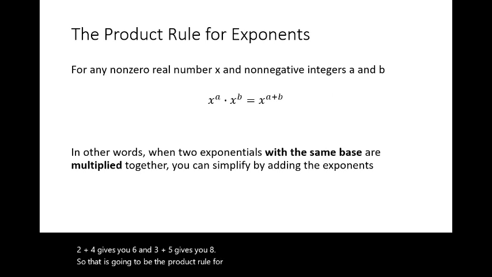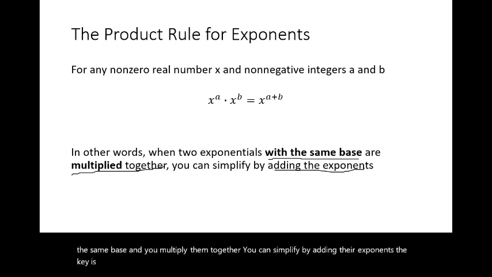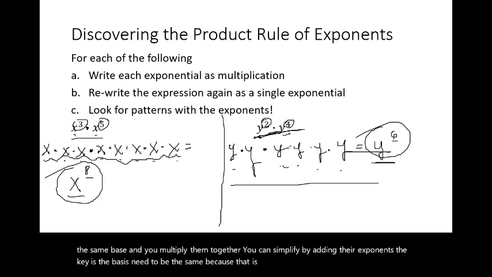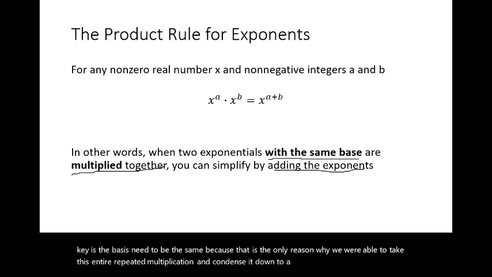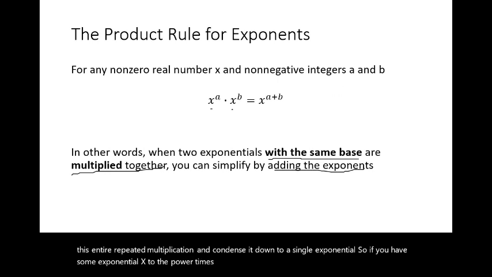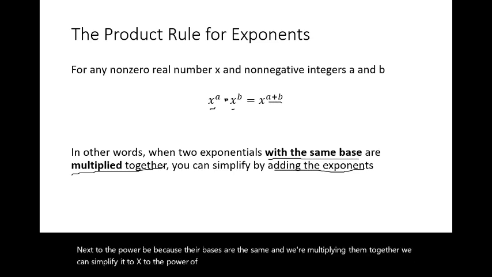If you take two exponential expressions with the same base and you multiply them together, you can simplify by adding their exponents. The key is the bases need to be the same, because that is the only reason why we were able to take this entire repeated multiplication and condense it down to a single exponential. So if you have some exponential x to the power a times another exponential x to the power b, because their bases are the same and we are multiplying them together, we can simplify it to x to the power of a plus b. So if you have two exponentials with the same base that are being multiplied together, you can simplify it by adding their exponents.